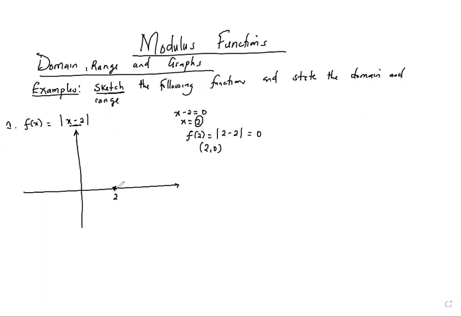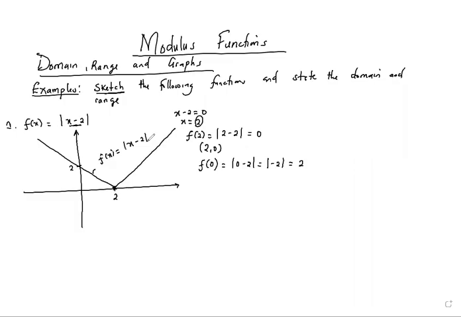What next? I find the y-intercept. The y-intercept for any function is found when x is equal to 0. So we have the absolute value of 0 minus 2, which is the absolute value of negative 2, which is positive 2. So positive 2 is the y-intercept. So this graph is f of x equal to the absolute value of x minus 2.